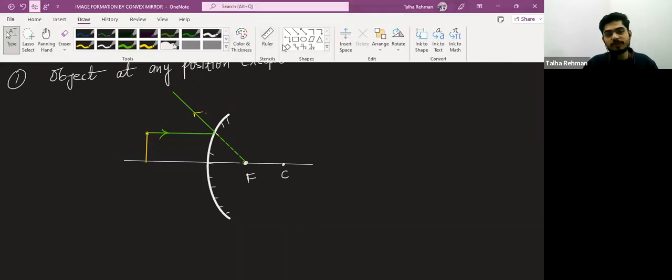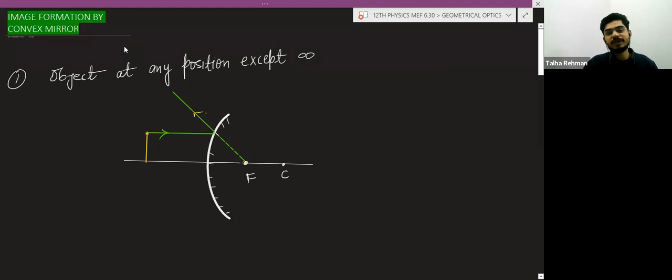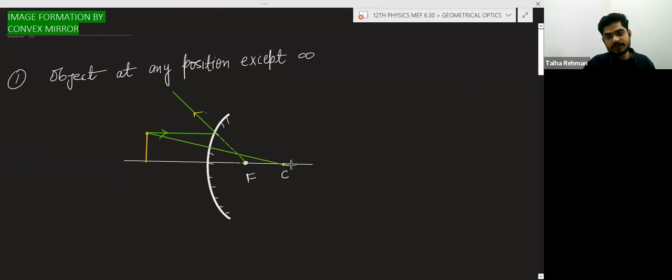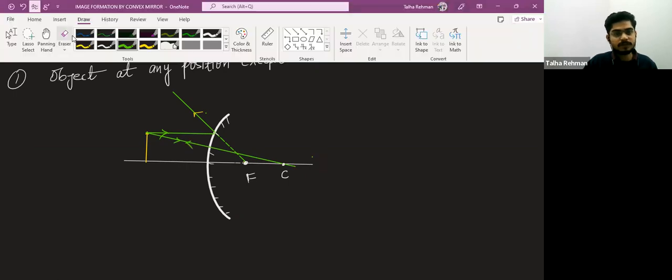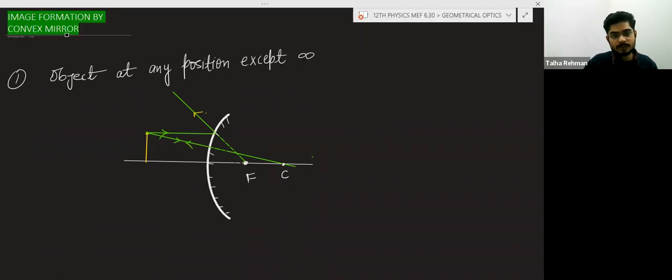You know that when a ray of light in case of a convex mirror or in case of a concave mirror is going toward the center of curvature, so what happen? It will retrace its path. So it will retrace its path, and when you will produce both these rays, not the reflected rays, so both these rays will meet here once again.